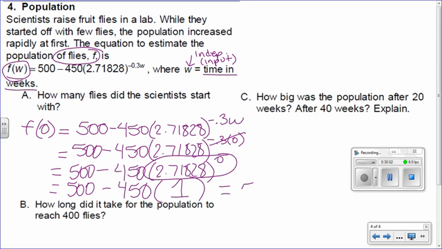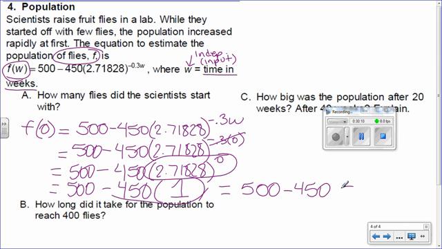So it's like we are multiplying 450 times 1. So 500 minus 450? 50. So 50. So they actually started with 50. Okay. But did the problem start? No. Okay, so let's go to part B.